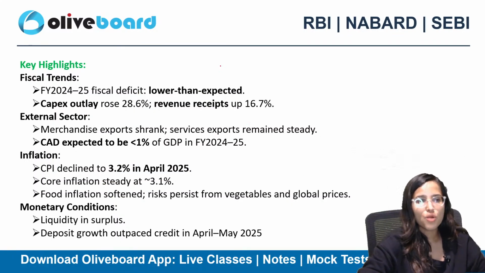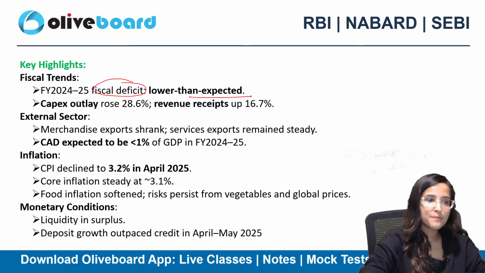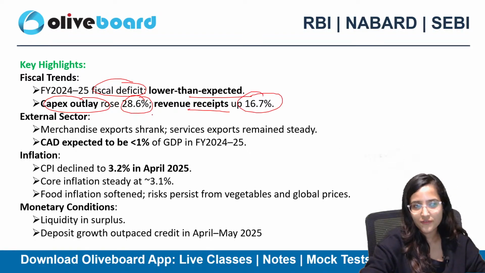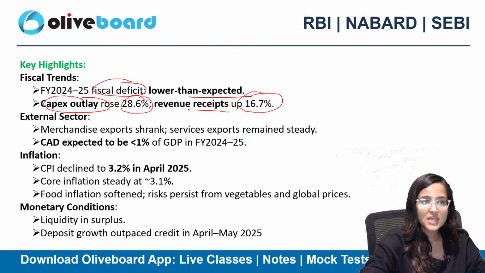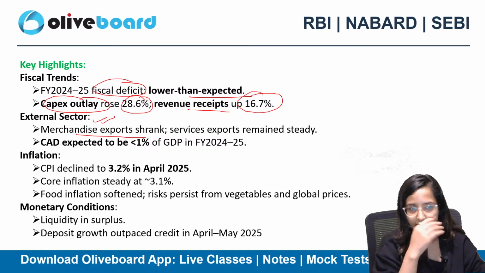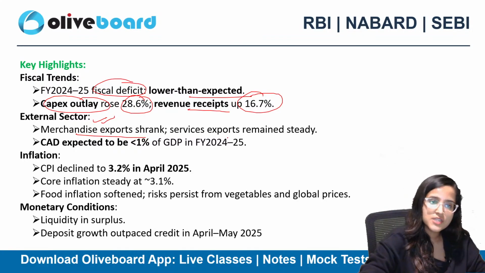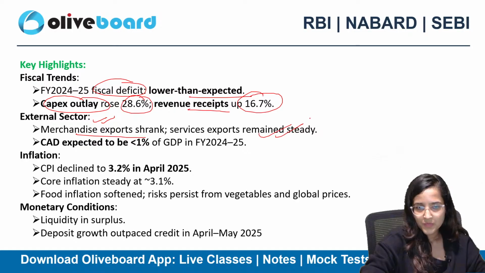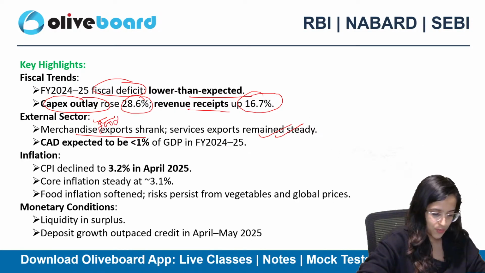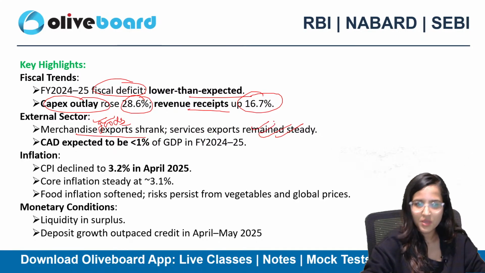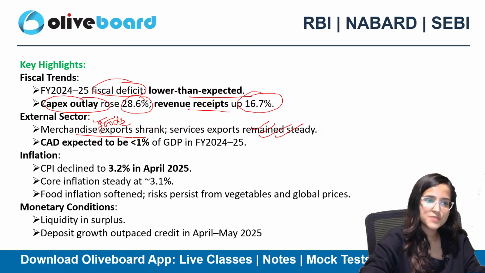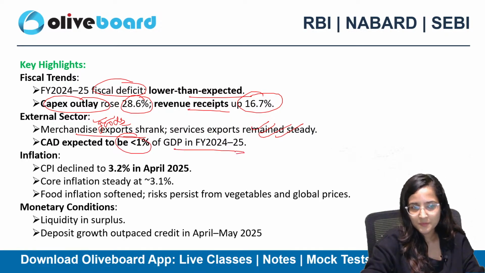Okay? If we talk about fiscal trends, then fiscal deficit is lower than expected. Capital expenditure outlay rose 28.6%. Revenue receipts were up 16.7%. If we talk about the export sector, then merchandise exports shrank. Services exports remained steady. So merchandise exports are goods exports. Services exports remain steady, remain good. Goods exports reduced. Current account deficit is expected to be less than 1% of the GDP.